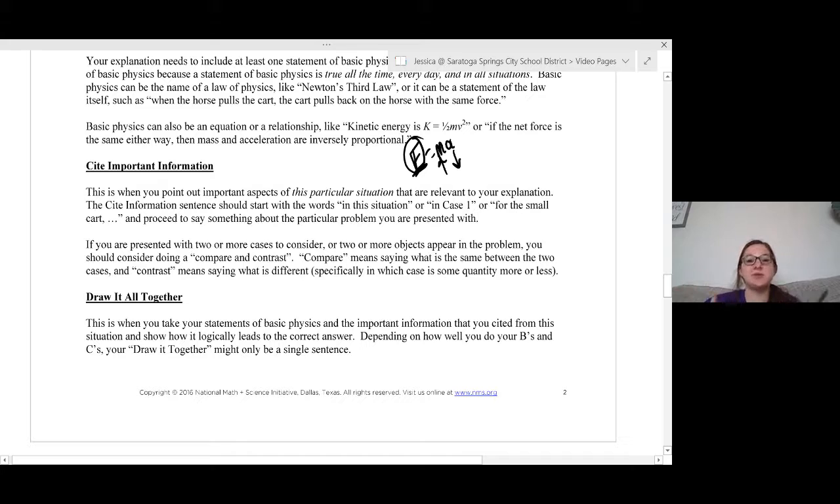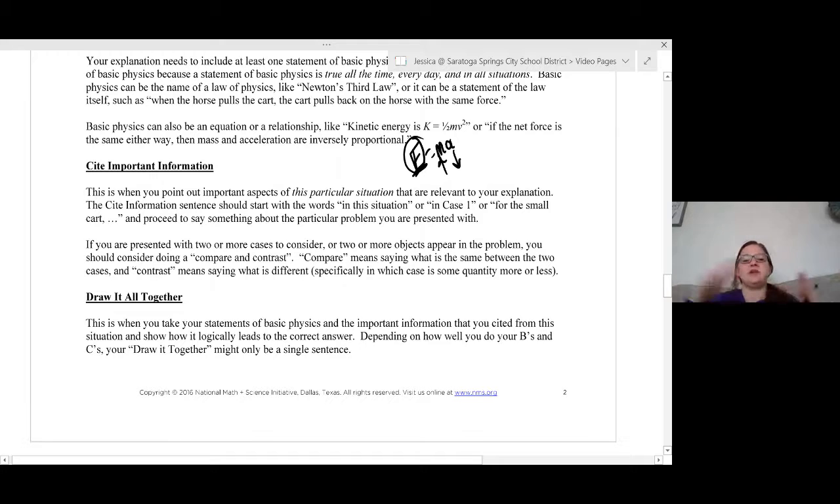You have to be explicit and explicitly say what you're going to say. If you're presented with 2 or more cases or 2 or more objects, you should consider doing a compare and contrast. So compare what's the same. They have the same mass. They start at the same height. Acceleration due to gravity is the same. And then contrast. Well, they have different slopes.